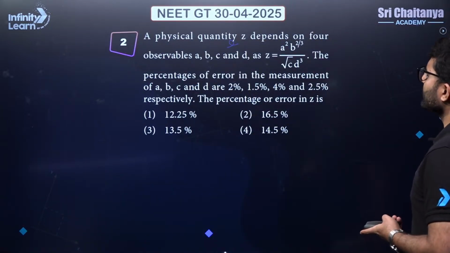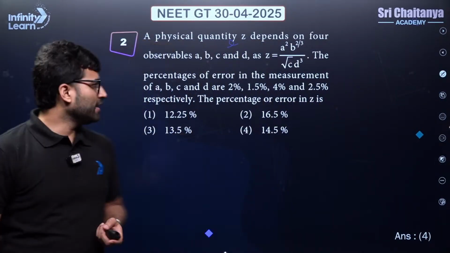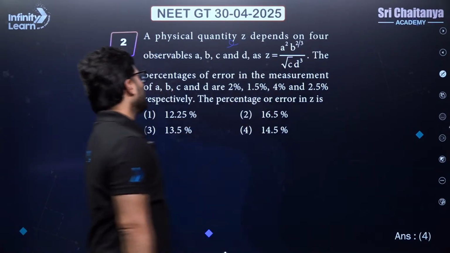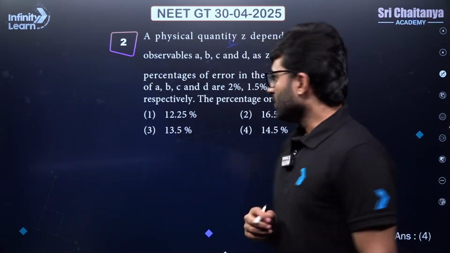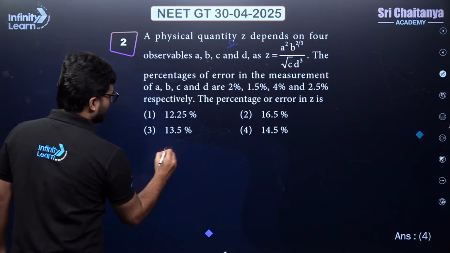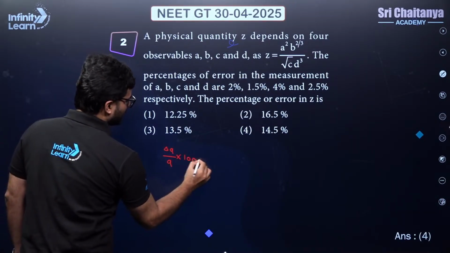Now a physical quantity Z depends on 4 observables A, B, C, D, right? And basically this is the expression that they have given you, and they have given you the percentage error in each of A, B, C and D, right? So what they have given you here is delta A by A into 100. This is a percentage of error in A.